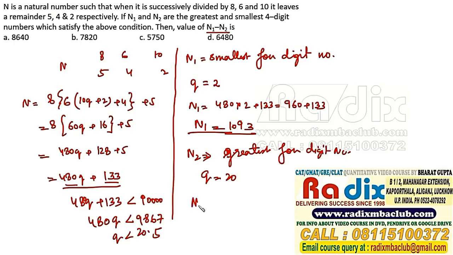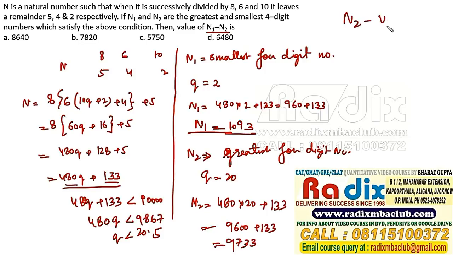Now n2 would be 480 into 20 plus 133. 480 into 20 is 9600, and plus 133, it would be 9733. So this is n2 and this is n1. We have to calculate n2 minus n1. This would be 9733 minus 1093, so it would be 8640. 0 is the last digit. Only option possible is A.